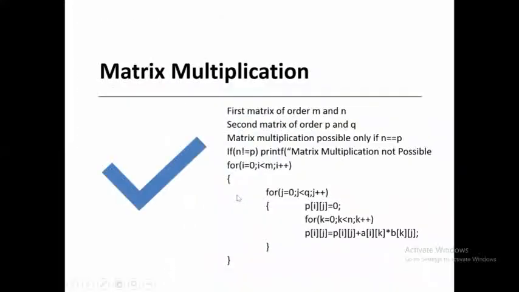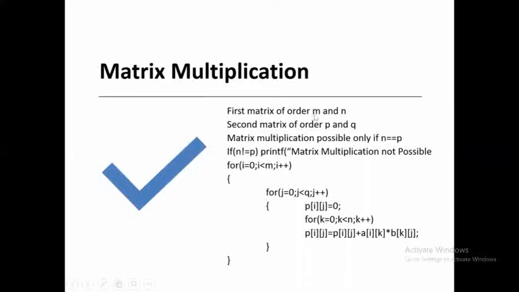Then another important matrix operation, that is matrix multiplication. Okay, for this matrix multiplication, requirement is what? You require two matrices. Before that, you are going to read the first matrix. First matrix of order, I am taking the variables m and n. M is number of the rows of first matrix, and n is what?